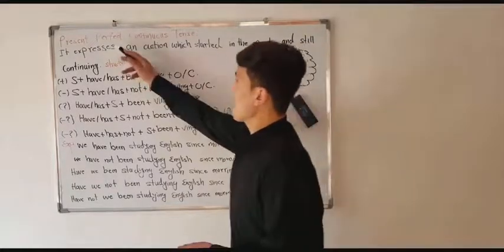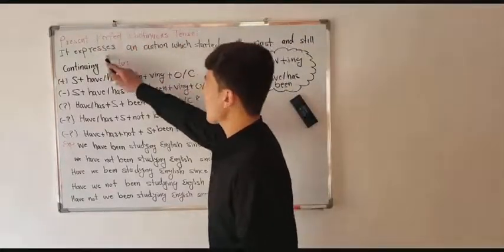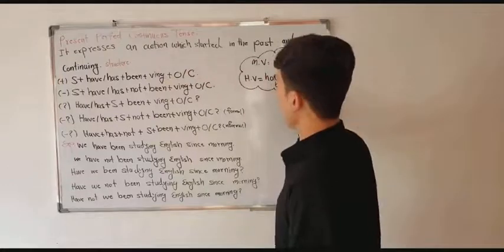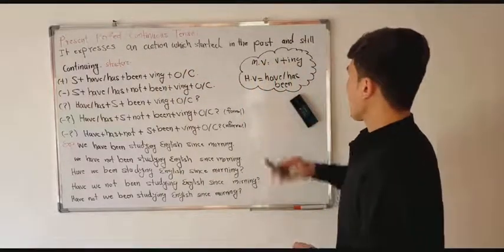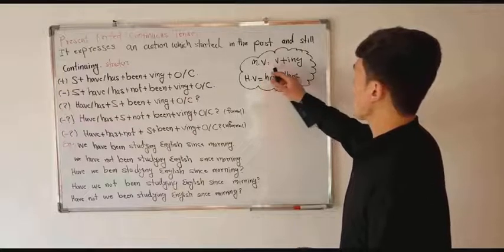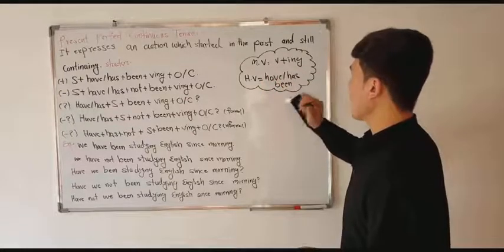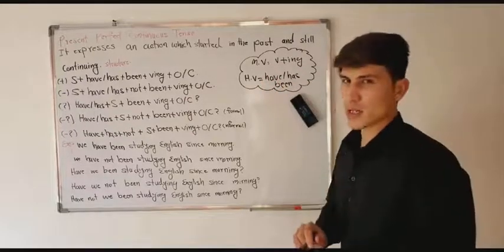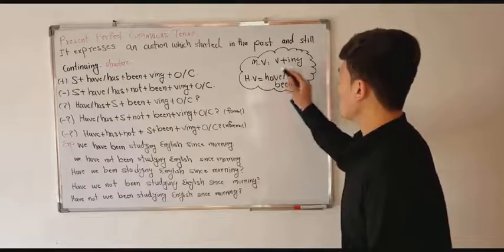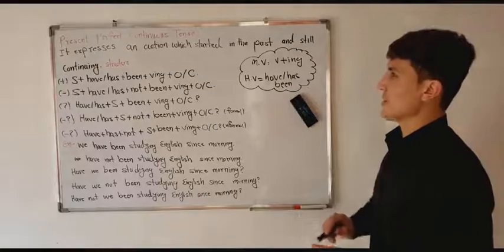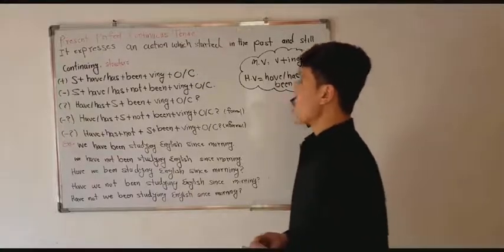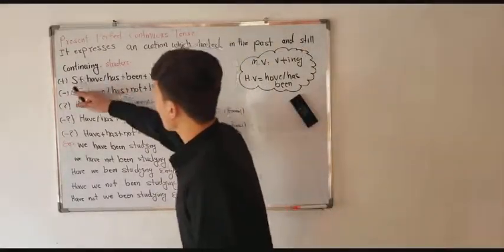The present perfect continuous tense expresses an action which started in the past and is still continuing. A very important point: the main verb is verb plus ing, and we use the ing form of the verb for all continuous tenses. The helping verb for this tense is have or has plus been. Look at the structure for making sentences.